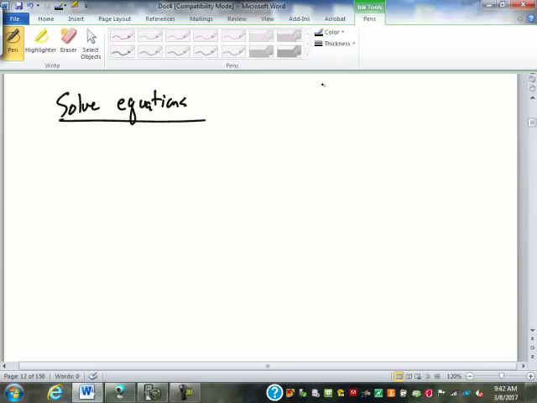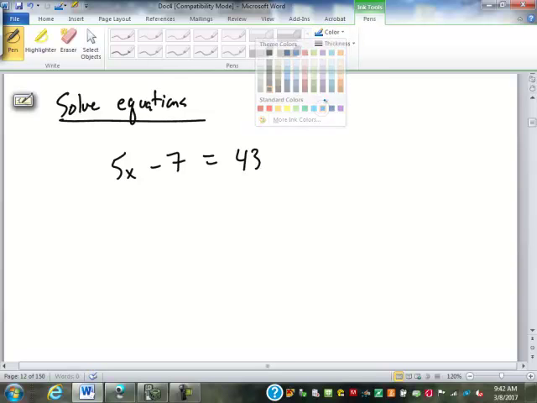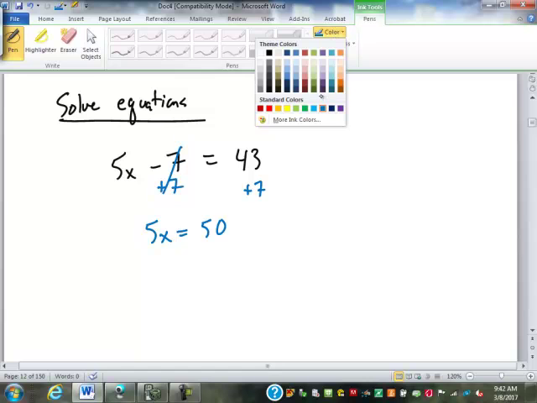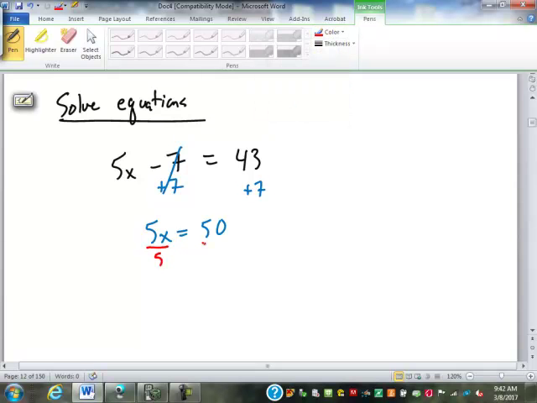Just like on the last test, we are going to have to solve equations. These might be a little more complex than the last test. We might have something like 5x minus 7 equals 43. How would I go about solving that? Add 7, yep. So 5x equals 50. And then divide by 5. So x equals 10.